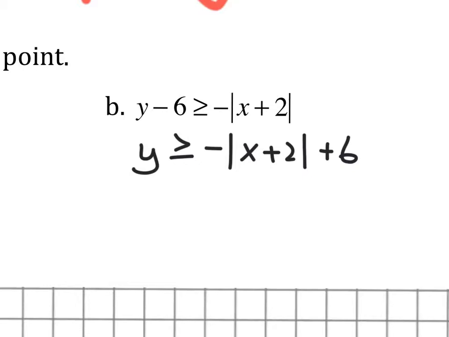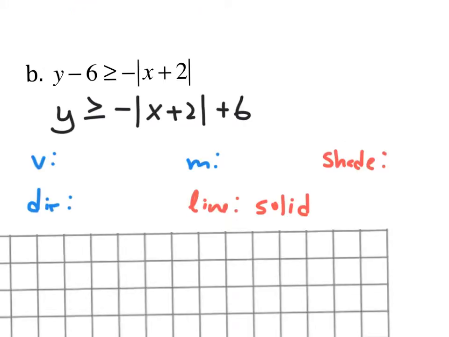Now we're at a point where we can look at the 5 pieces of data. In other words, what kind of line am I going to have? What kind of shading am I going to do? What kind of vertex am I going to have? Which direction do I open? And what's my slope? Please have a quick conversation with your neighbor about those. Go. Good, so the first thing is solid line. Now tell me something else, please.